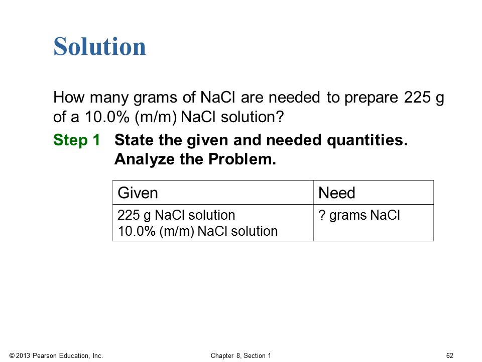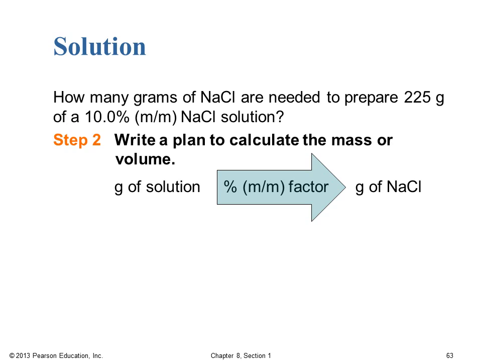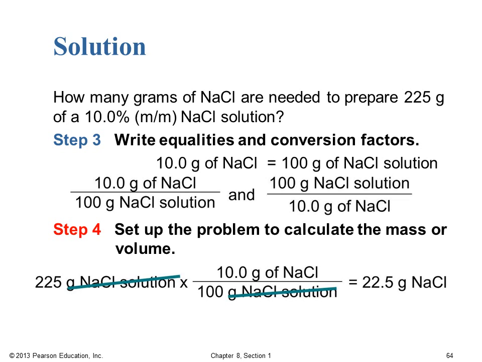So what we need to do is write out our plan. We need to go from grams of solution to grams of NaCl by using our mass by mass conversion factor. Write out our conversion factor. So in 10 grams of NaCl, we have 100 grams of solution, right? That's when you have 10% mass by mass NaCl, it means when we have 100 grams of the solution, we have 10 grams of NaCl.